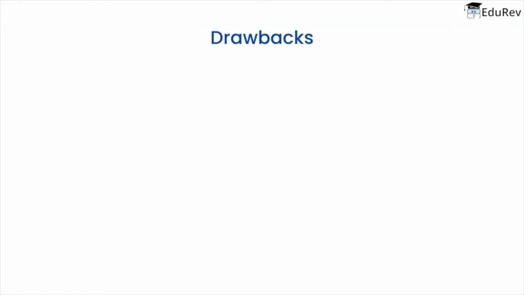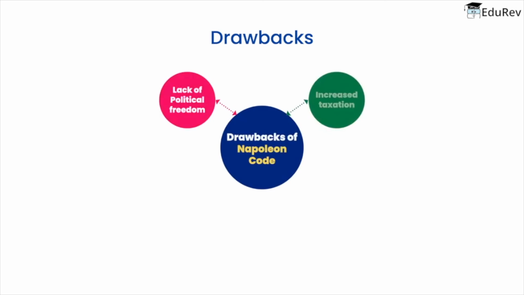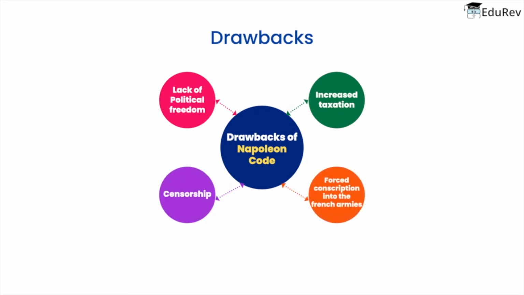Initial enthusiasm soon turned to hostility, as it became clear that the new administrative arrangements did not go hand in hand with political freedom. Increased taxation, censorship, and forced conscription into the French armies required to conquer the rest of Europe, all seemed to outweigh the advantages of the administrative changes.